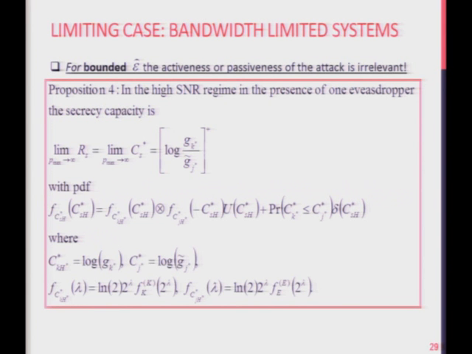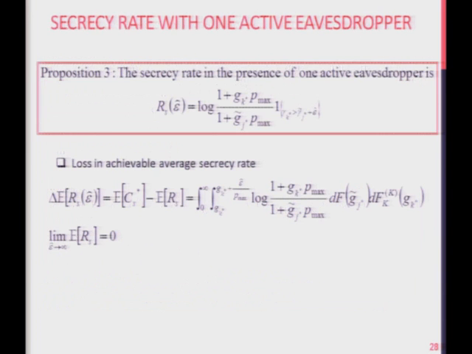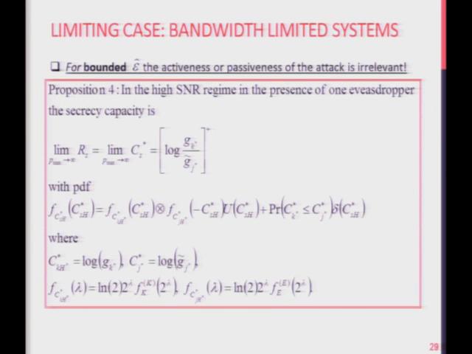However, if we let the transmission power increase unboundedly from bounded finite epsilon upper hat, then this normalization that will take place here over Pmax will actually make this term disappear. So we have a very interesting result that for bounded epsilon upper hat, the activeness or passiveness of the attack does not make any difference if we operate in a high SNR regime. So for bounded limited systems, it doesn't really make any difference. Okay?